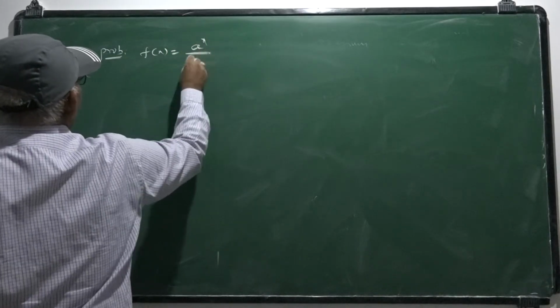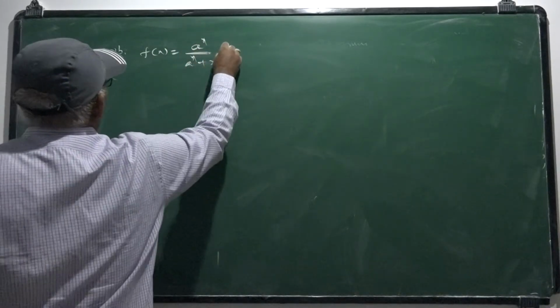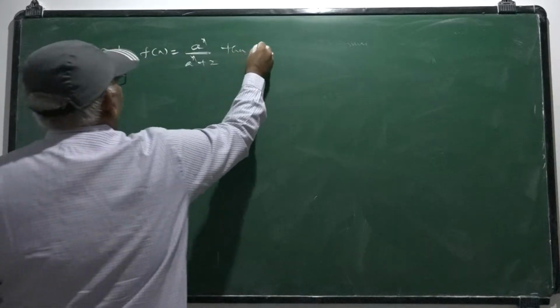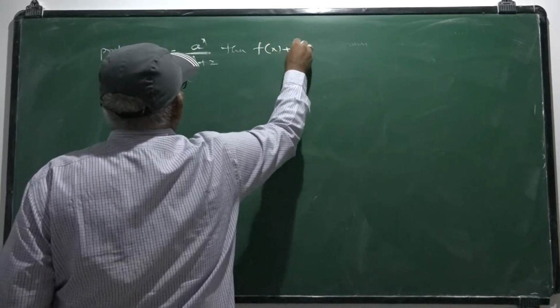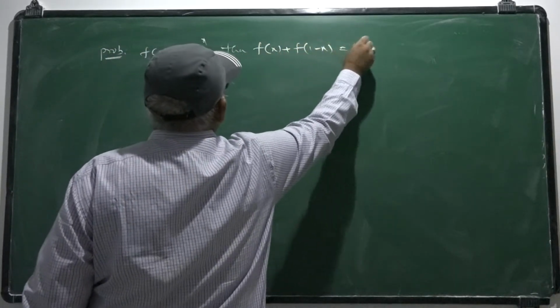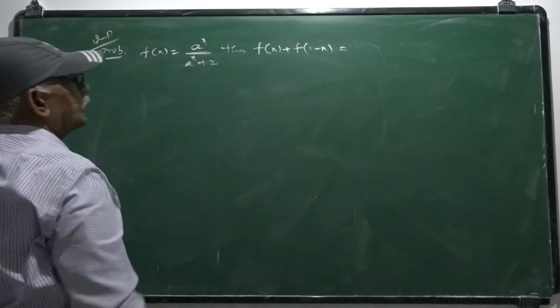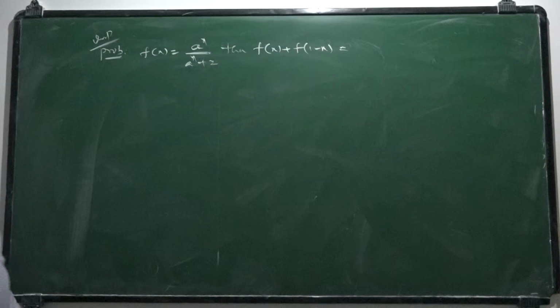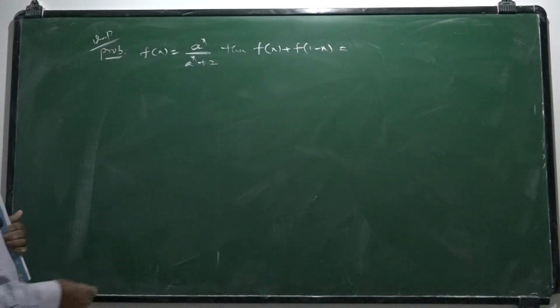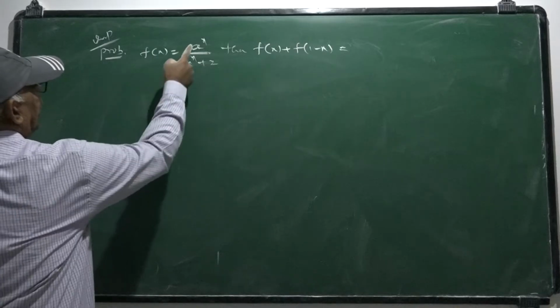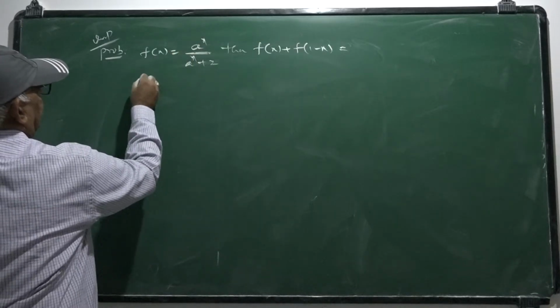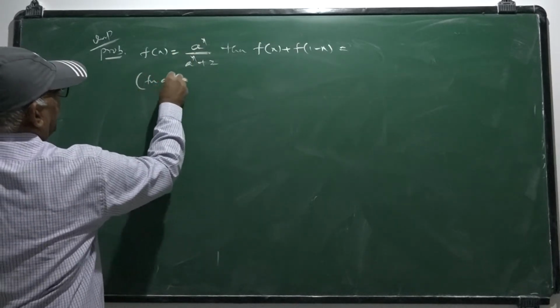Another one: f(x) equal to a^x by (a^x + 2). Then f(x) + f(1 - x) equals what? This is one important relation. Based on this relation also, one problem is given in advanced exam, with a being positive, of course.